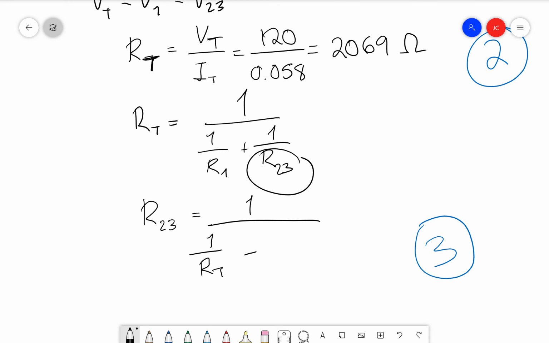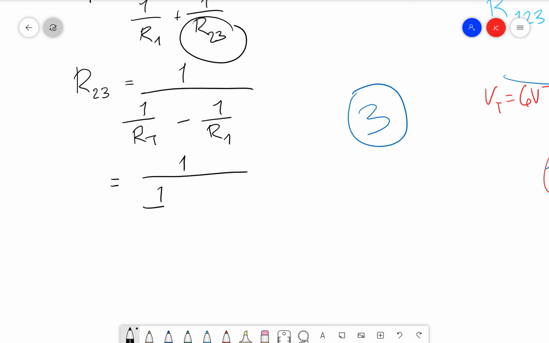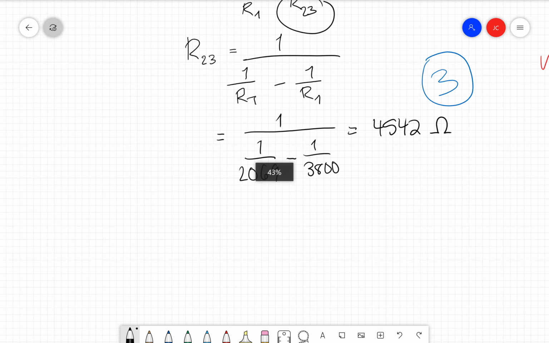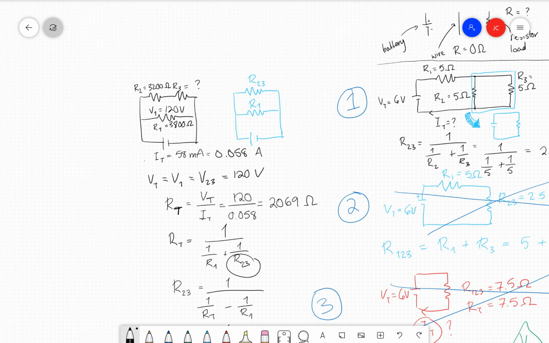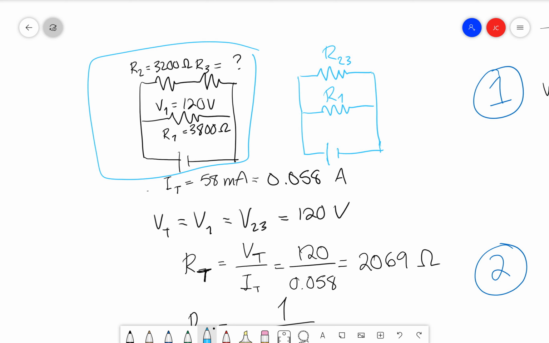Then if we put in the values, we get 1 over 2069, remember we found that over there, minus 1 over 3800, which is the value of R1, and we can get 4542 ohms. This is the value of R23. And R23 is going to be helpful because of a basic fact. R23, we can now look into it. What is R23 really? And we're going to isolate a different part of the circuit now. Before we were isolating this and ignoring the two resistors. Now we're going to isolate this. That's R23 right there. And it's just two resistors in series.